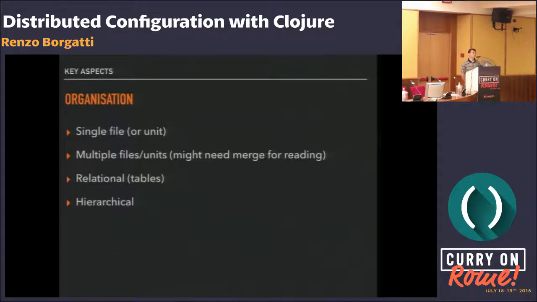Another kind of distinction is about organization. If you have files, you can have a single file or multiple files. If you have units, so not necessarily files, they can follow the same convention. You can organize configuration into tables if you use a relational database, or you can go hierarchical, like in the case of Zookeeper, where you have a tree. And a tree is, as far as I can say, one of the best options in flexibility of organizing the configuration.